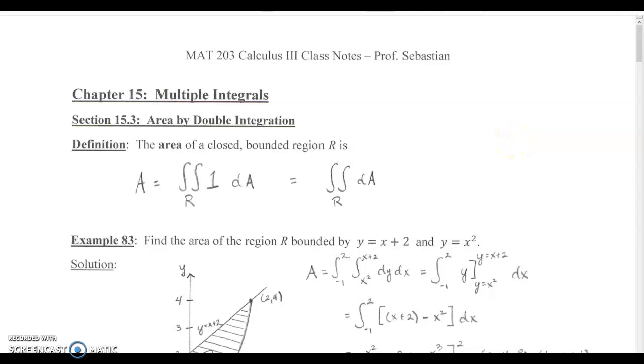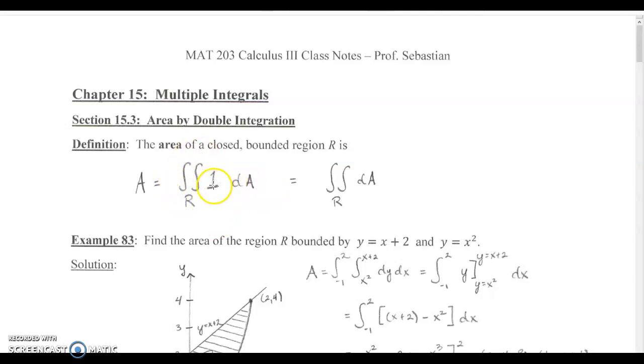I have a quick set of one page of notes for section 15.3 in our chapter 15. So the only point I'm trying to get across out of this section is that we actually can find the area between curves using double integration, or understand what it means if I just integrated one dA, right?